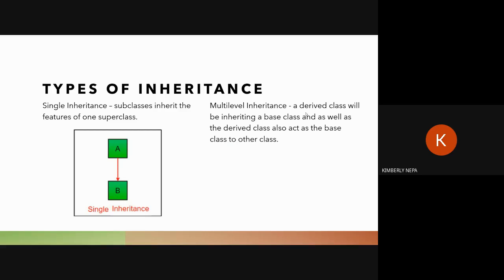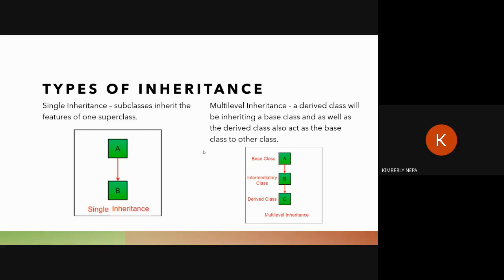A derived class will be inheriting a base class, and the derived class can also act as the base class to another class. So for example, this one is what they call chained. Assuming this base class is the animal class, mammal is the intermediary class, and then dog is the derived class.